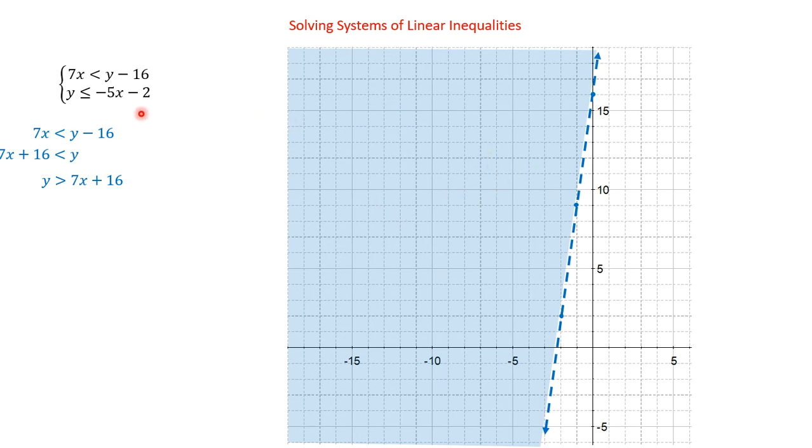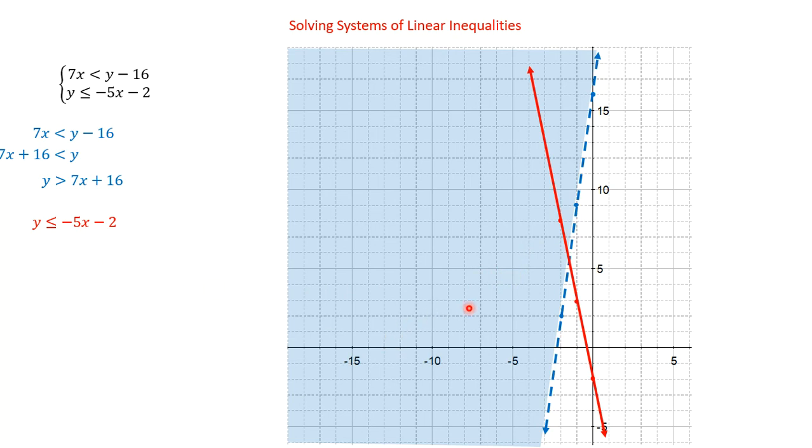For the other one, it's already in slope-intercept form. So we can start out with our y-intercept, negative 2, and we can go down 5 over 1, but that's again off the graph. So let's go up 5, backwards 1. Up 5, backwards 1. We can connect the dots. This time it is supposed to be a solid line.